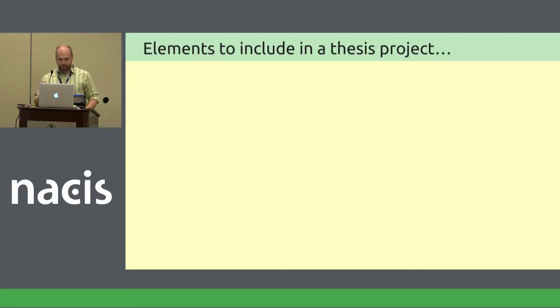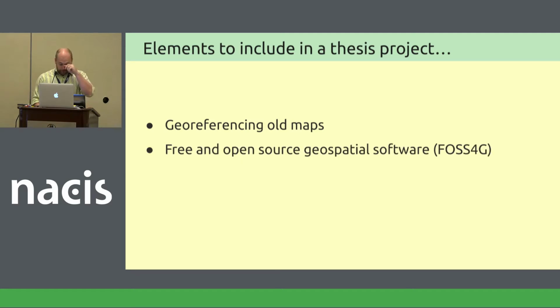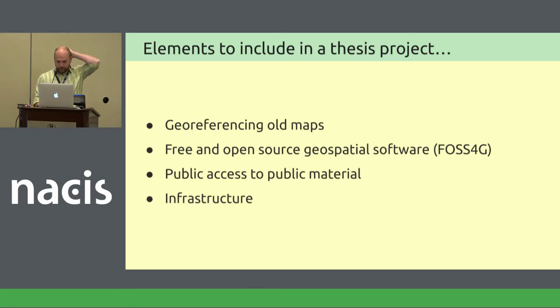So when I was trying to plan what to do in a thesis project for myself, I wanted to include a lot of things that I've worked on in the past and really enjoyed. One, georeferencing old maps. You'll see, pretty central to this. Became very involved in open source software and knew that I wanted to focus on using that and maybe writing some. I always have liked about GIS that it is a perfect way to give more public access to public material. And finally, a big fan of infrastructure. You'll see, I think all these things are somewhat combined into this project.